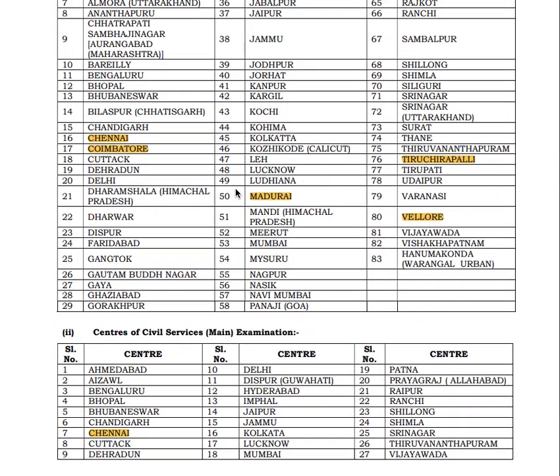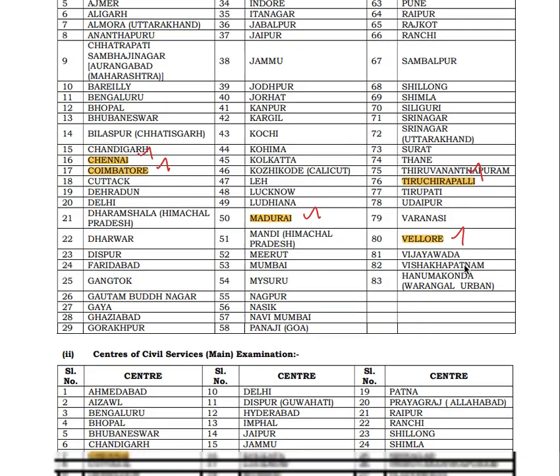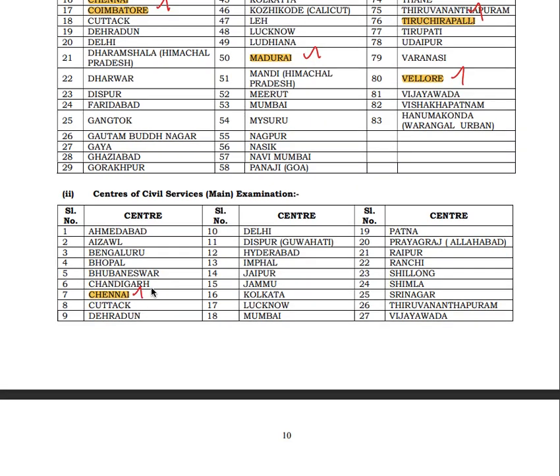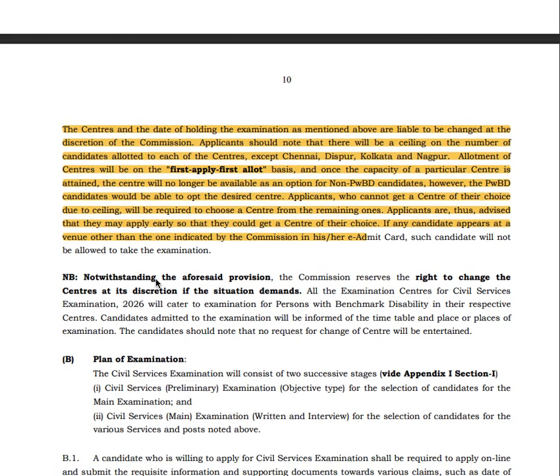Along with that, as I said, if you are coming from Tamil Nadu, you have overall 5 cities, that is Chennai, Coimbatore, Madurai, Tiruchi, Vellore. These are the 5 cities for your preliminary examination. For the mains examination, there is only one center, that is Chennai. And one more thing, students, while applying for the exam, you need to be very careful, as except Chennai, Dispur, Kolkata and Nagpur, most of the other centers are going to have a ceiling with respect to the number of candidates who are going to be allotted a particular exam center in prelims or mains exam.